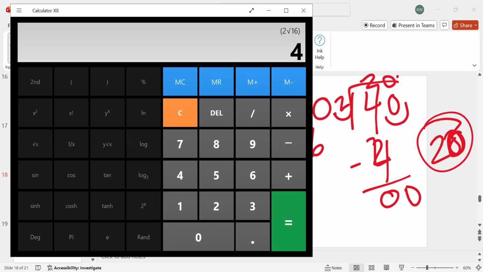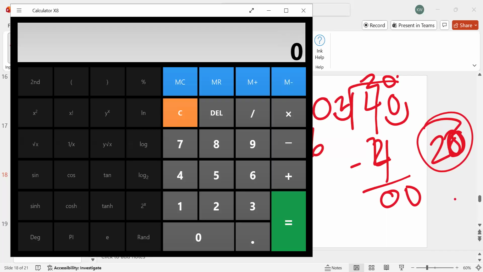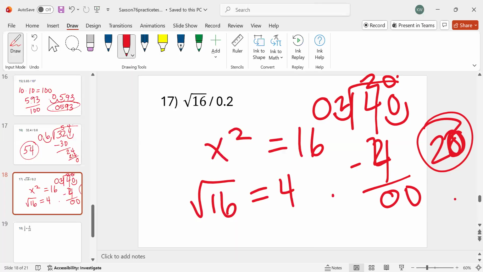Anyway, so square root of 16 is 4. And then what did we do? We divided by 0.2. So let's do that. 4 divided by 0.2 is 20. So the answer is 20. You know, if that square root on our calculator gets confusing, another way to do the square root is a half power. So if you do 16 to the half power, that's the same thing as the square root.